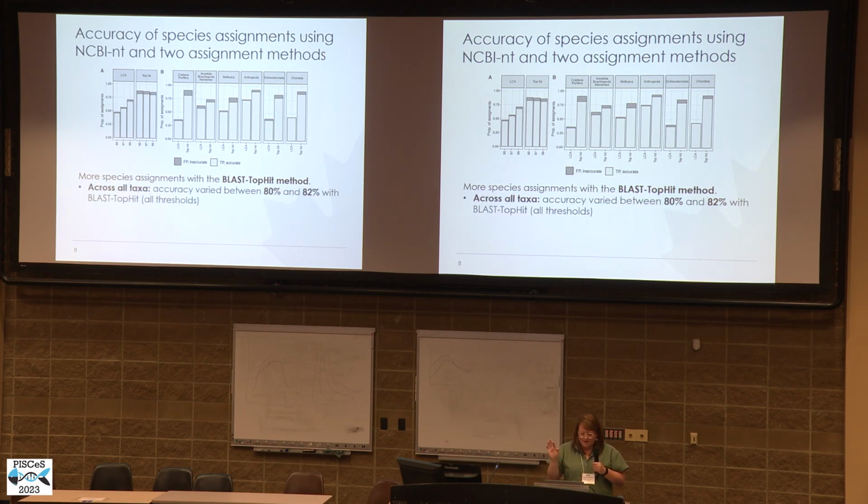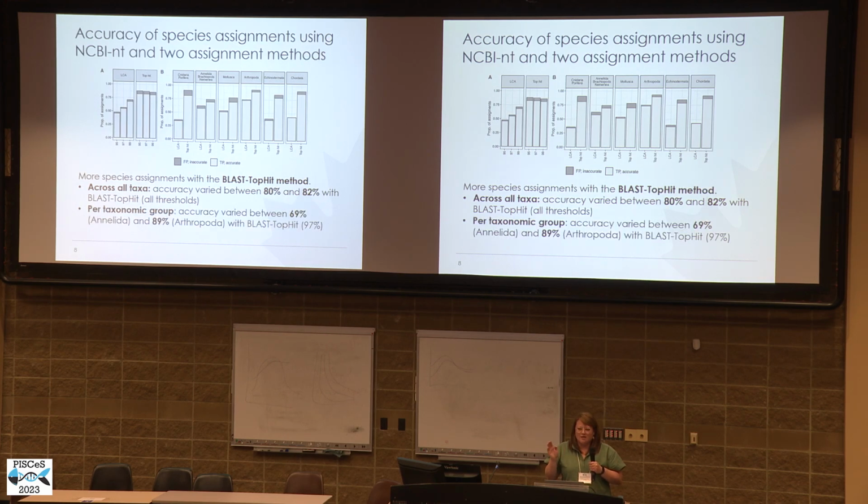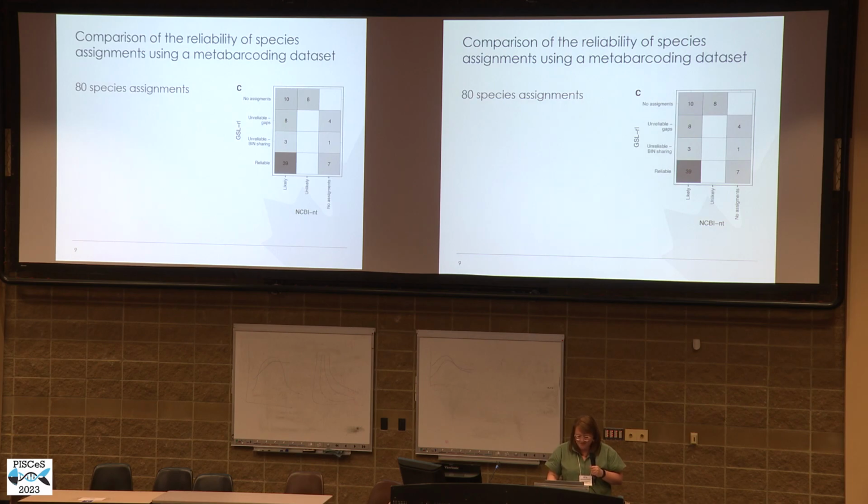If you look across all taxa, the accuracy varied between 80 and 82% for this dataset at all thresholds. And per taxonomic group, we only used the 97% threshold, and this varied between 69% for annelids and 89% for arthropoda. So still, not too bad, at least not as bad as we expected.